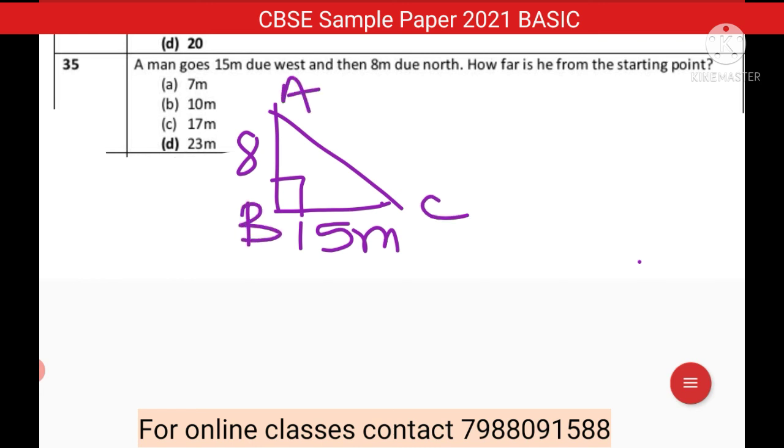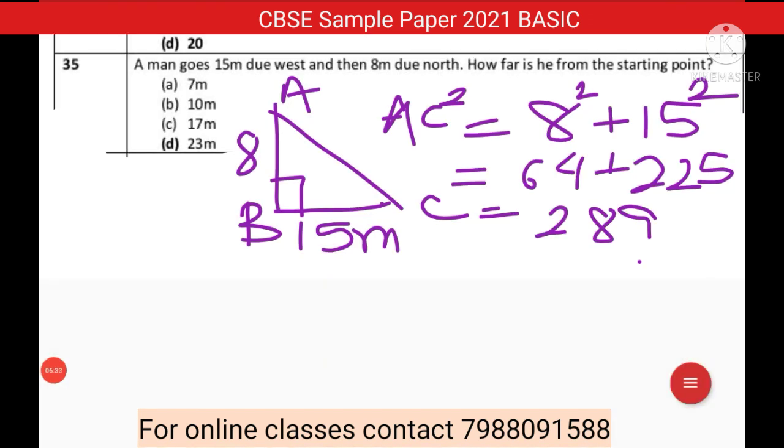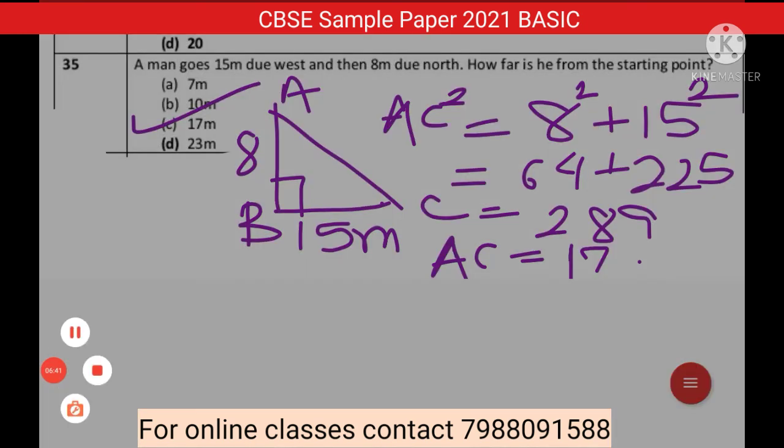So simply we have to apply Pythagoras theorem. AC square will be equal to 8 square plus 15 square, and simply solving it, I get AC square is 289, hence I get the value of AC as 17, right? So C is the correct option.